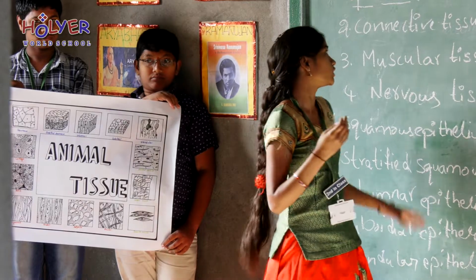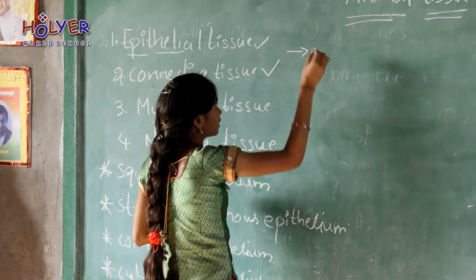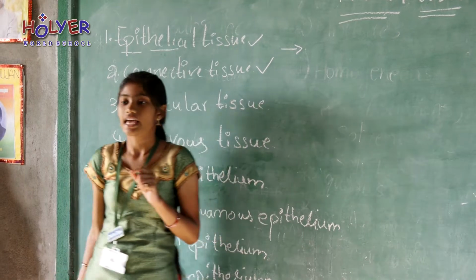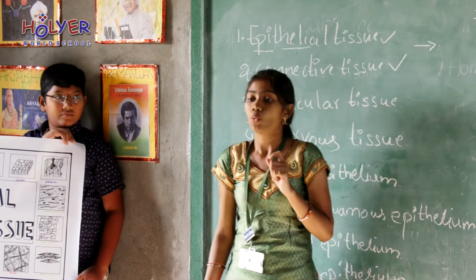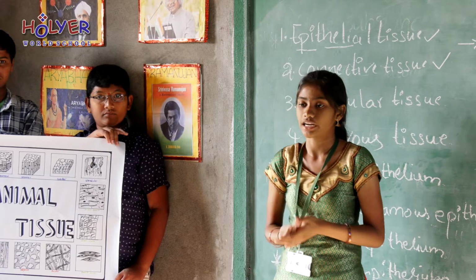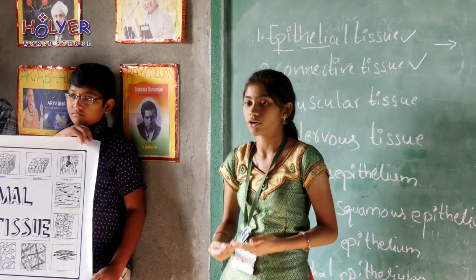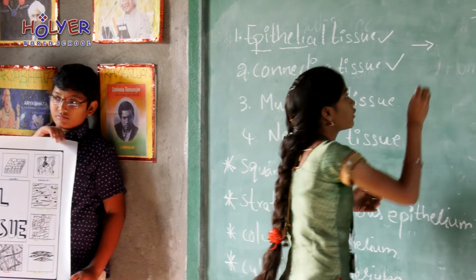And next, coming to the second type, connective tissue. Connective tissue is defined as a loosely spaced tissue which carries different materials to different parts of our body. There are different types of connective tissue which perform different functions in our body. In that, first one is areolar tissue.